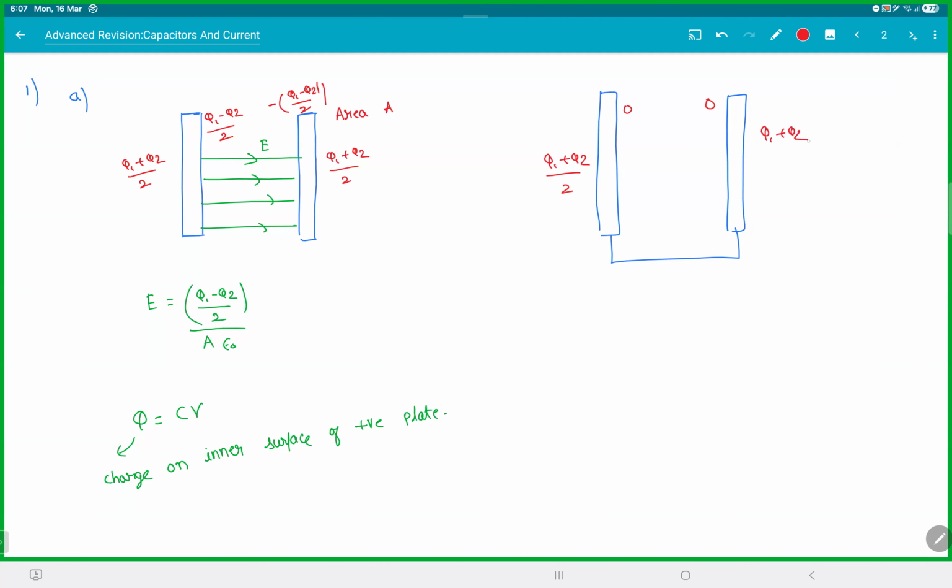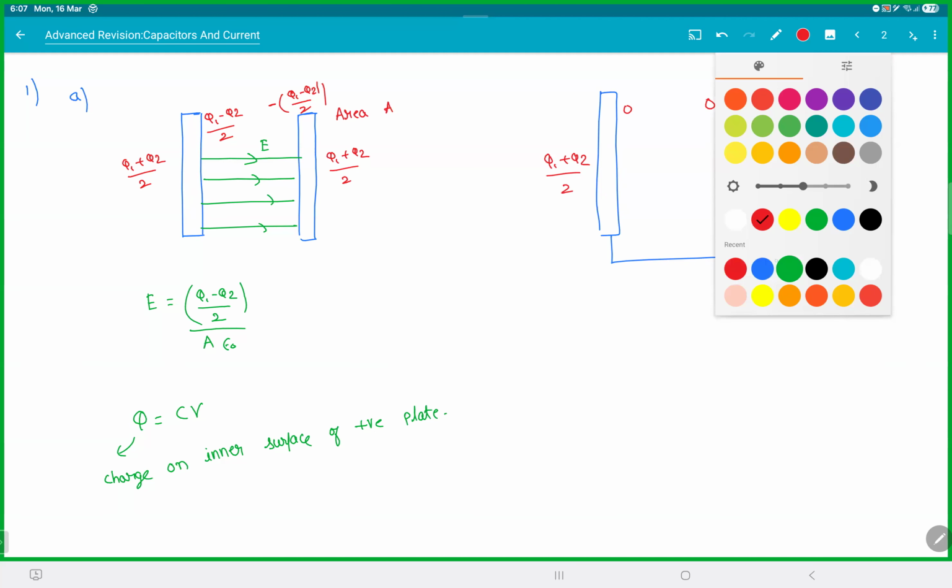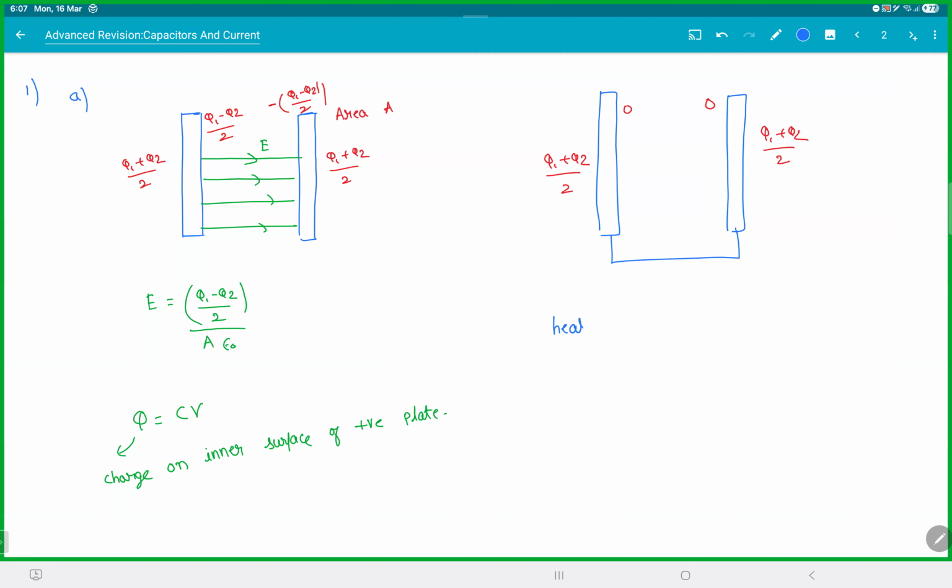Simple question: what happened to the energy then? Energy is nothing but U initial minus U final. U initial is Q square by 2C, which is ((Q1 minus Q2) by 2) whole square by 2C. That's your initial energy minus 0. That's your heat produced, and capacitance is A epsilon by D.